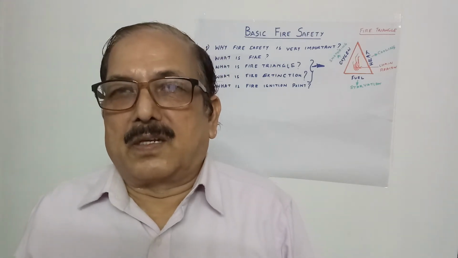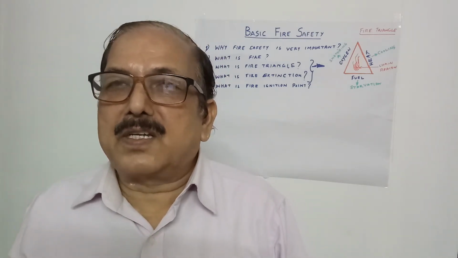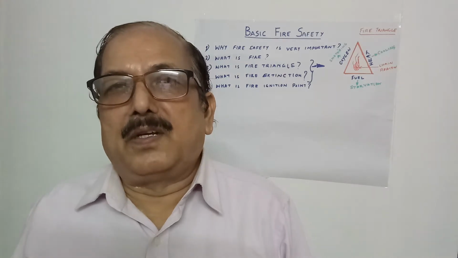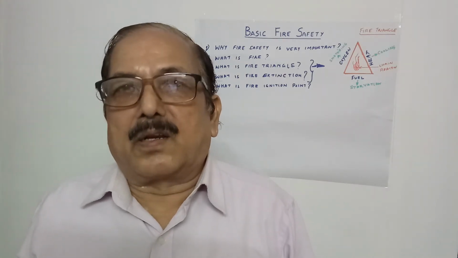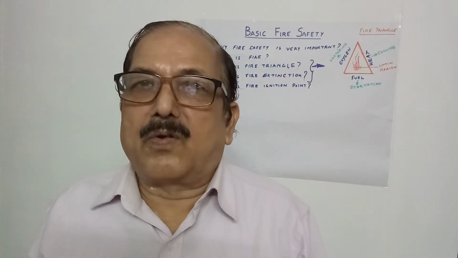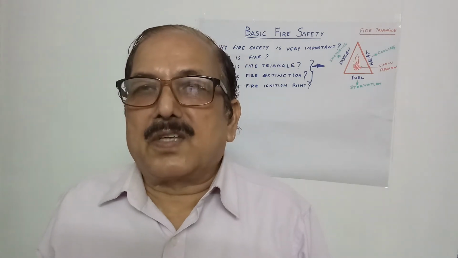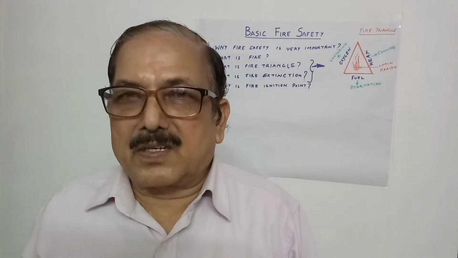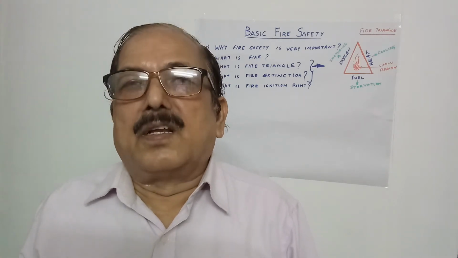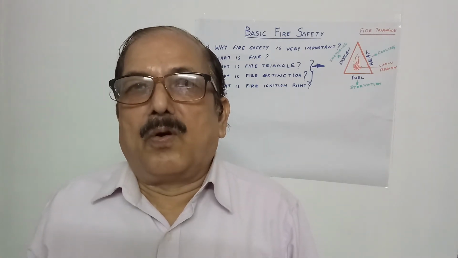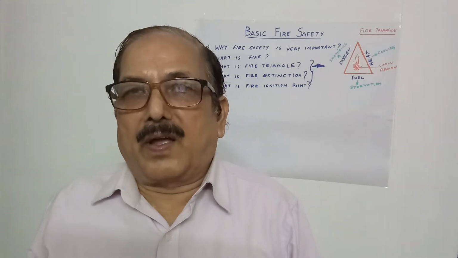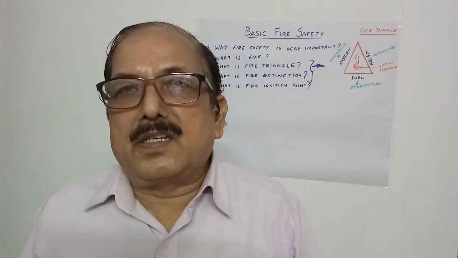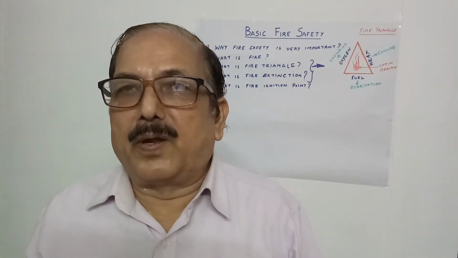Removal of oxygen is known as smothering. Removal of heat is known as cooling. Removal of fuel is known as starvation. These are the methods of fire extinction. This we discussed in the last class. Today we are going to learn something more about fire: ignition point. What do you mean by ignition point?